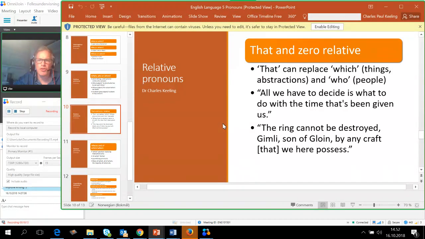That can replace which, but not who. Well, no, it can replace who. What am I saying? So one general rule or tendency that you can think for yourselves in your writing as well is when you're going to have what's called a relative clause.